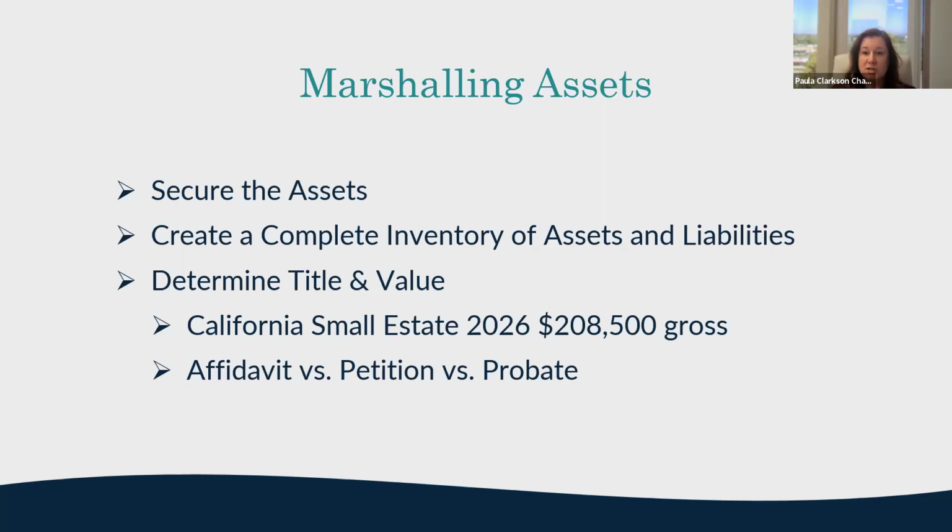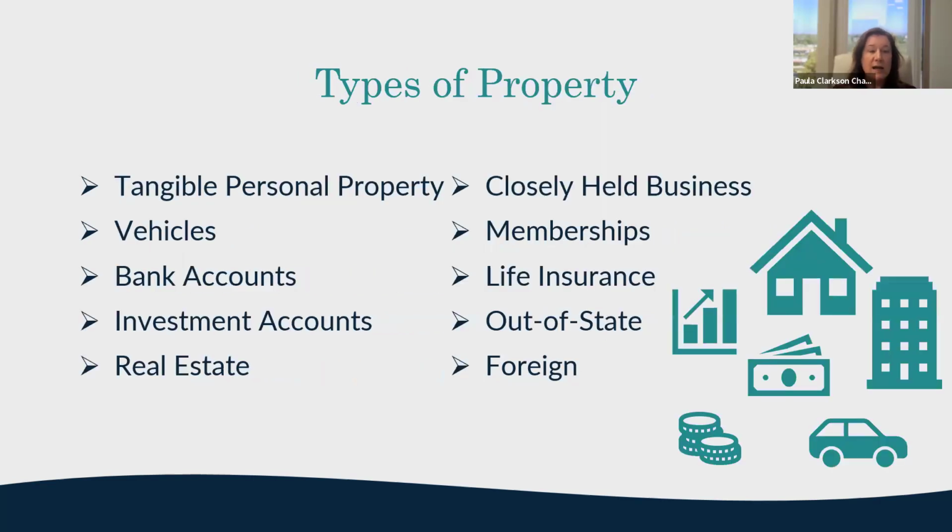So when we're looking at marshaling the people's assets, it's literally everything they own. Personal property, such as clothing, furniture, jewelry, even their sofas, things like this. Vehicles, what is in their name, bank accounts, checking, savings, money market, CDs, their investment accounts, all their real estate, businesses that they own, memberships, timeshares, those types of things, life insurance, any assets that are also outside of the estate, and any assets that they may have outside of the United States.